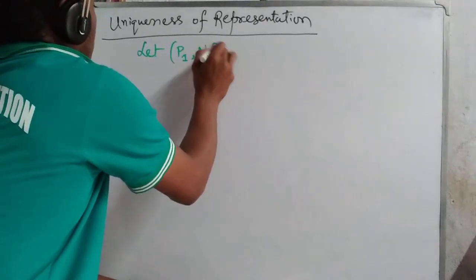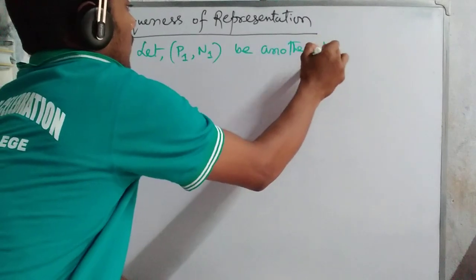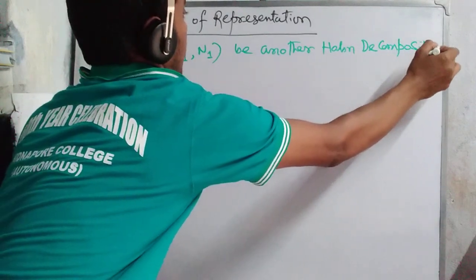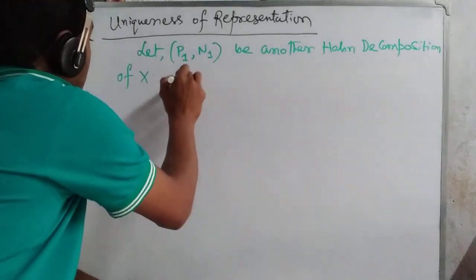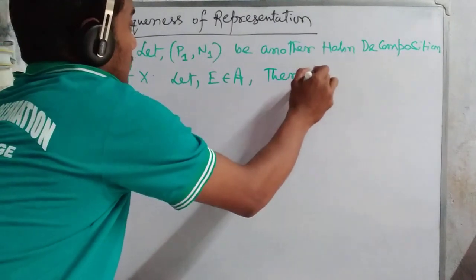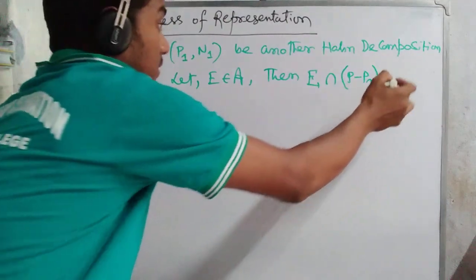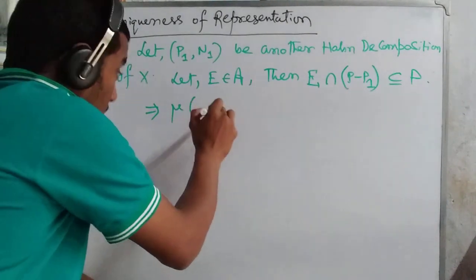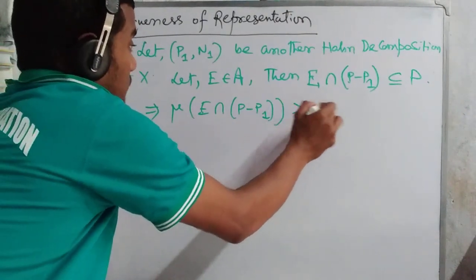Let P1, N1 be another Hahn decomposition of X. Let E belong to the sigma-algebra A. Then E intersection (P difference P1) is a subset of P. This implies that mu of E intersection (P difference P1) is greater than or equal to 0.